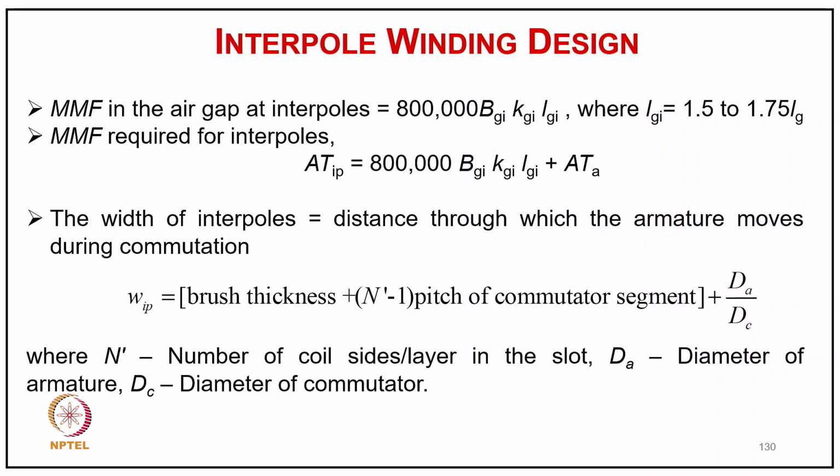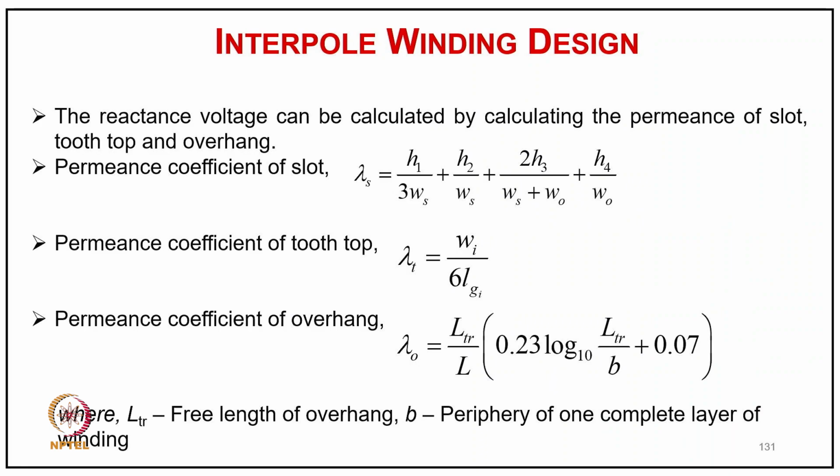So width of the interpole is equal to the distance through which the armature moves during commutation. WI equal to brush thickness plus n dash minus 1 pitch of the commutator segment, times dA upon dC, where n dash is the number of coil sides per layer in the slot, dA is the diameter of the armature, and dC is the diameter of commutator periphery.